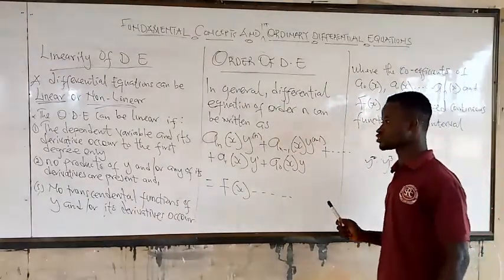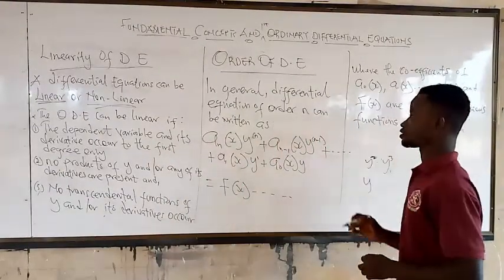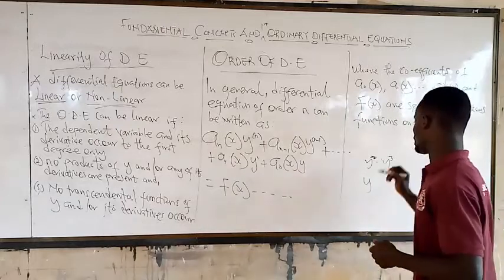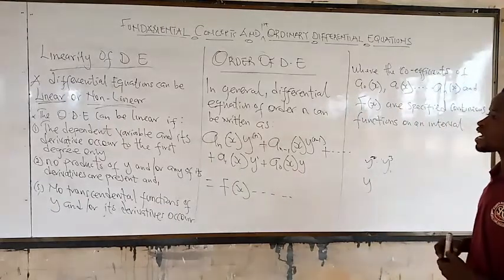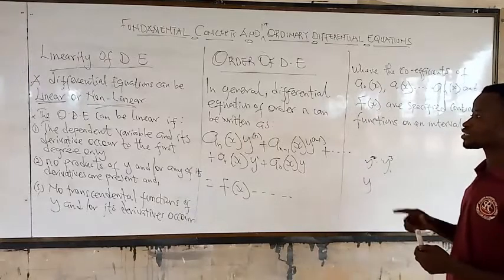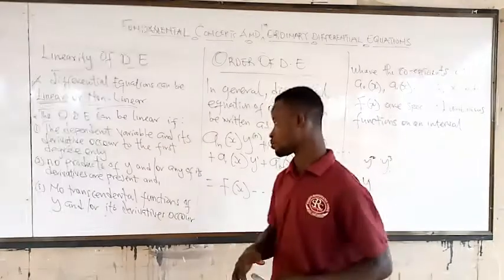It occurs to the first degree only. That means that the dependent variable, like y, and its derivative occur to the first degree only. We will talk about that when we deal with the examples.